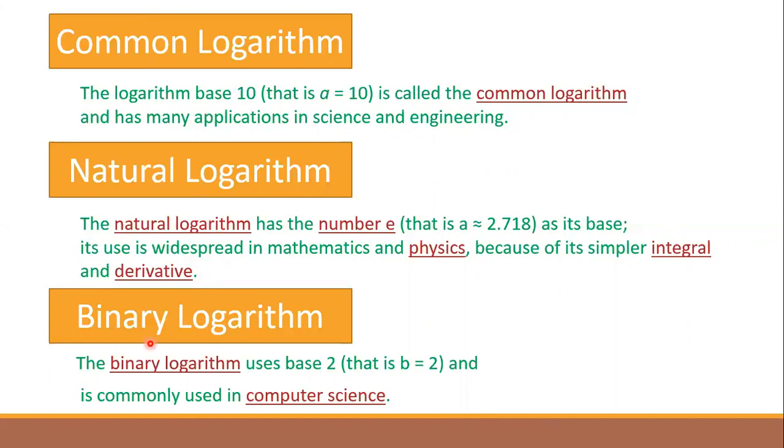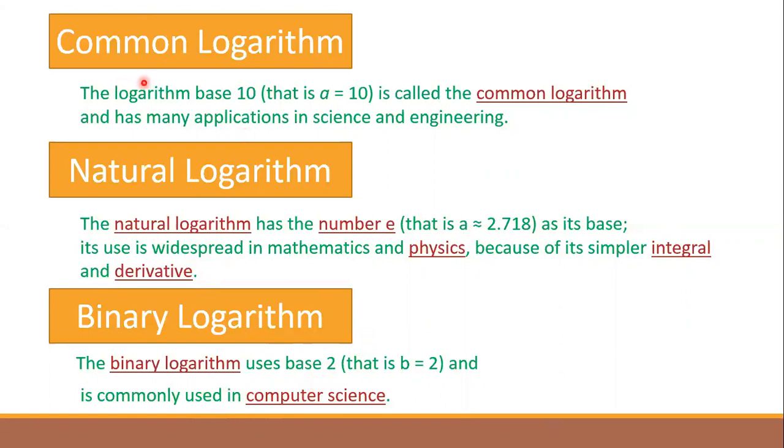The third one is binary log. The binary log uses base 2. If the base is 2, then such a type of log is called binary log, and it is mainly used in computer science because computers deal with the binary digits 0 and 1, and the base is also 2.